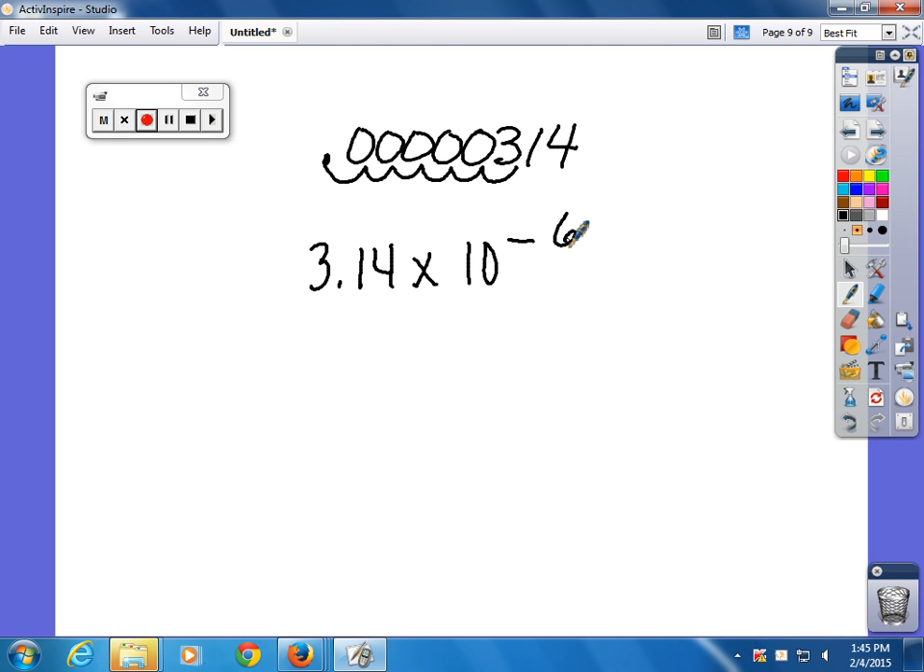Now, take my red marker. Which way did I move that mentally to get back the way it was? To what? I heard a left. All right. So that's your answer. So your final answer is 3.14 times 10 to the negative 6.